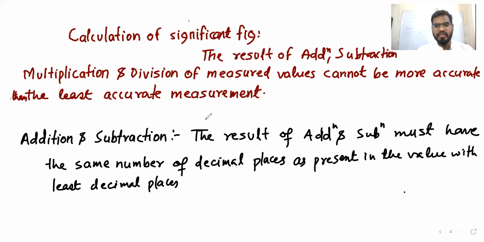Addition and subtraction: the result of addition and subtraction must have the same number of decimal places as present in the value with the least decimal places. Important point. You'll understand by numericals. Let's do one or two numericals in this, then you'll understand properly.